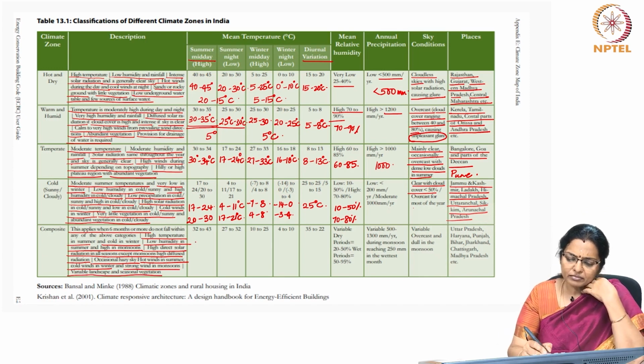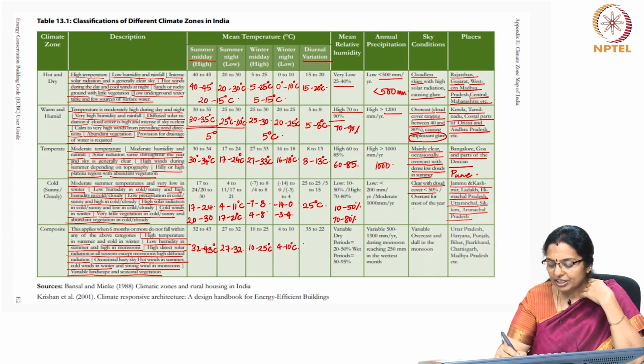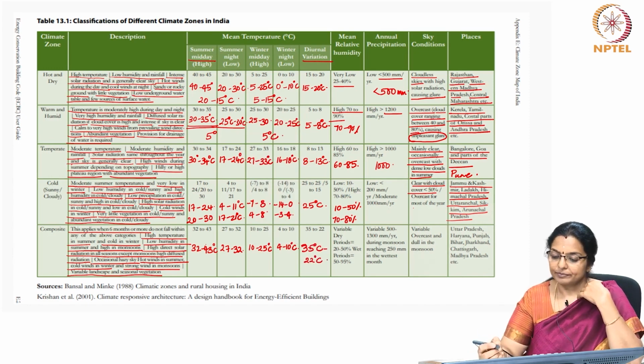During summer, the midday high is about 32 to 43 degrees centigrade, and summer night low ranges between 27 to 32 degrees centigrade. Winter midday is between 10 to 25 degrees centigrade and winter nights are between 4 to 10 degrees centigrade. Diurnal variation is extremely large, of the order of 35 degrees centigrade to 22 degrees centigrade. Mean relative humidity is variable.